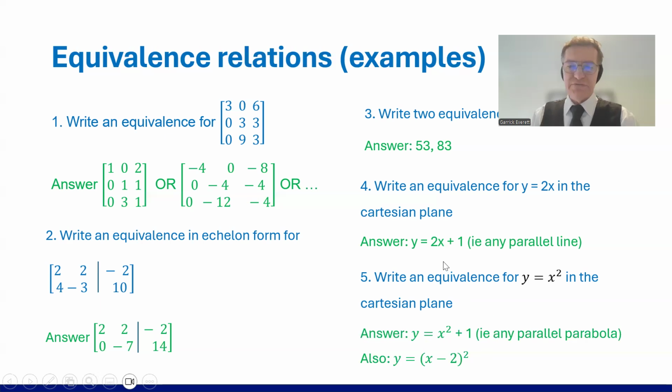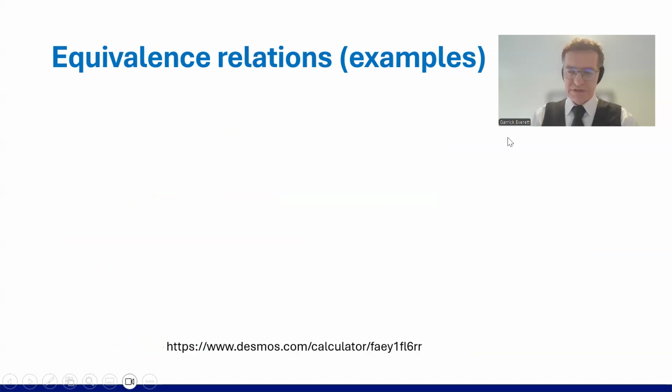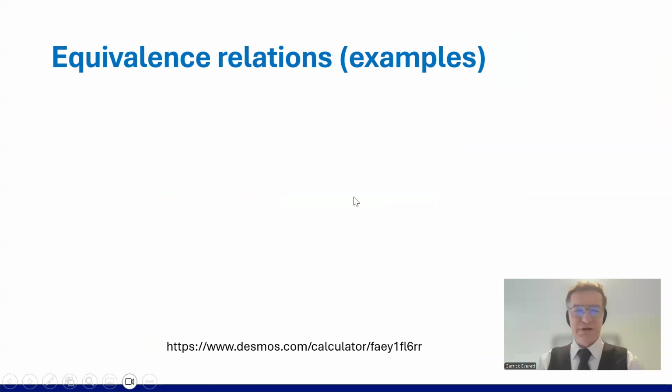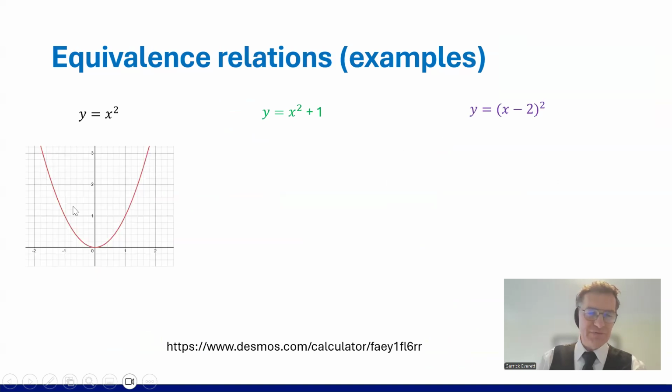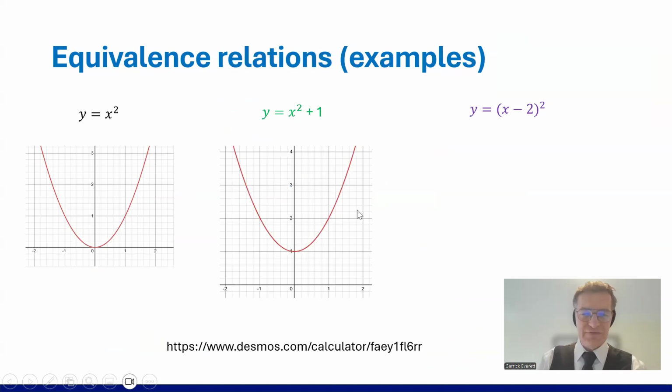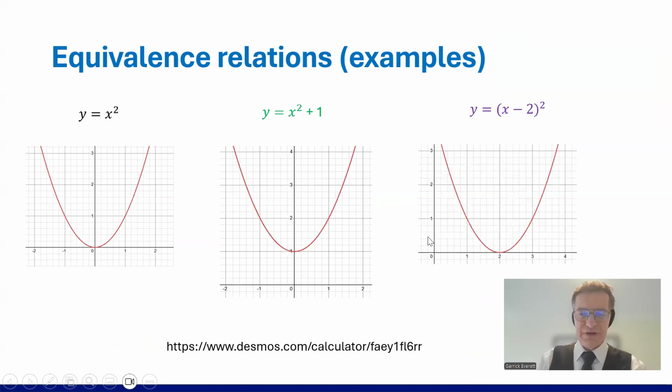So for these, what I've done is I've borrowed Desmos, which you can borrow at any time you want to. Just Google it. Okay, and what we've done is y equals x squared, y equals x squared plus 1, and y equals (x minus 2) squared, and I've just graphed them. So there's that graph. There's that graph, which is obviously moved up 1, and there's that graph which is moved to the side by 2. And you can see that they are identical. So they are, in brackets, parallel to each other. So they're equivalent. Okay, hope that makes sense.